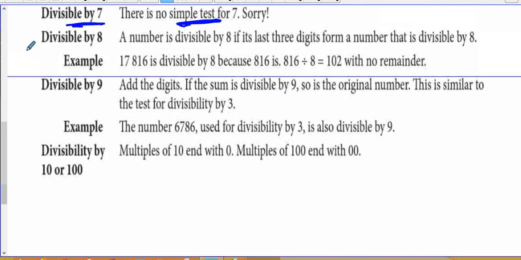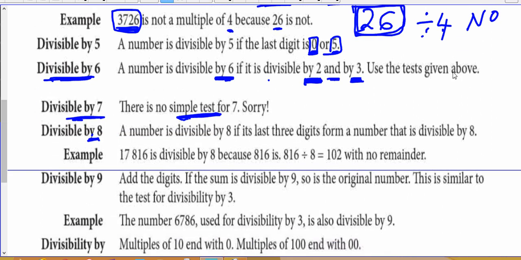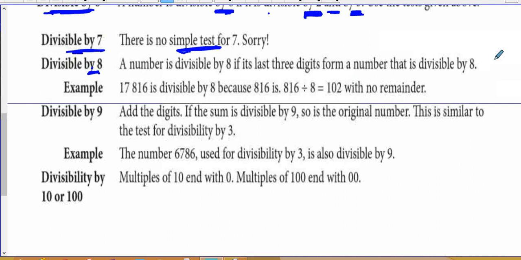How do we test that the number is divisible by 8? This is a little bit similar to divisibility by 4, where we said a number is divisible by 4 if the last two digits form a number that is divisible by 4. Now, for divisibility by 8, we say a number is divisible by 8 if its last three digits form a number that is divisible by 8.